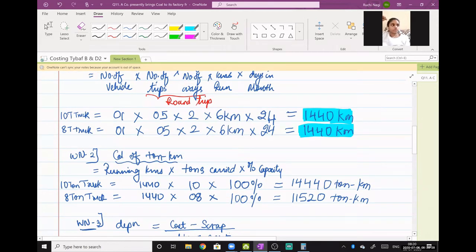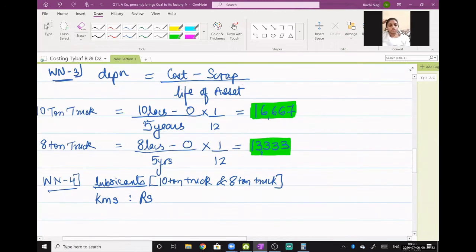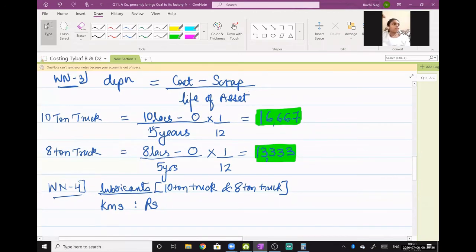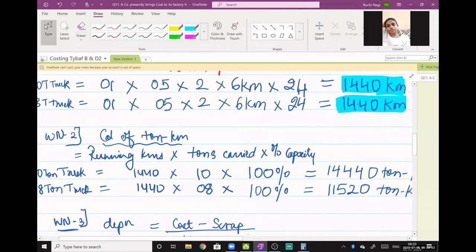So right here, lubricants for the 10-ton truck and the 8-ton truck, the answer is going to be the same, right? So combine the working note, save the time. For 100 kilometers you're paying 20 rupees. And both of them have the same running kilometers as well, 1440.